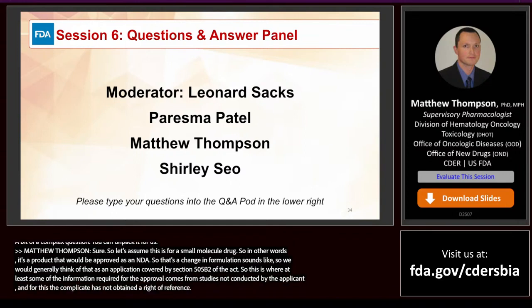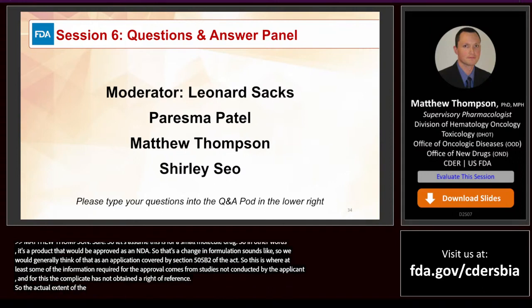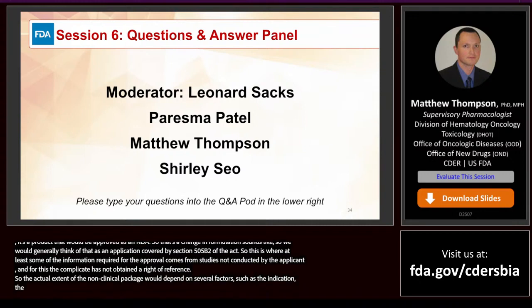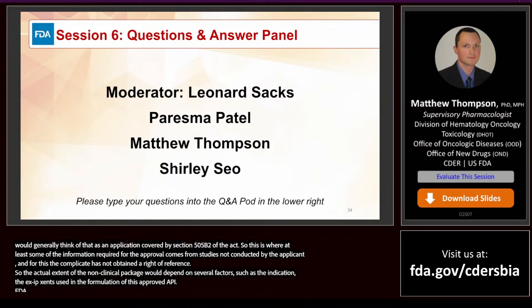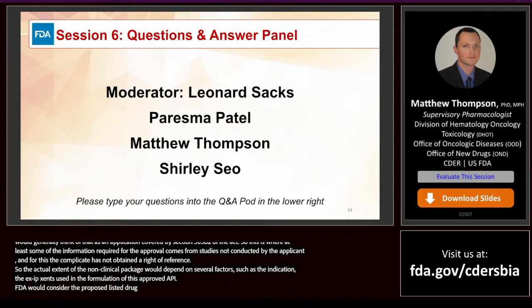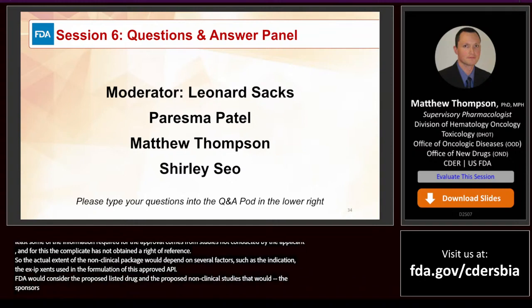The actual extent of the non-clinical package would depend on several factors, such as the indication, the excipients used in the formulation, the new formulation of this approved API. FDA would consider the proposed listed drug and the proposed non-clinical studies that the sponsors or applicants are proposing to establish a bridge between the information that they're going to reference and their new product.